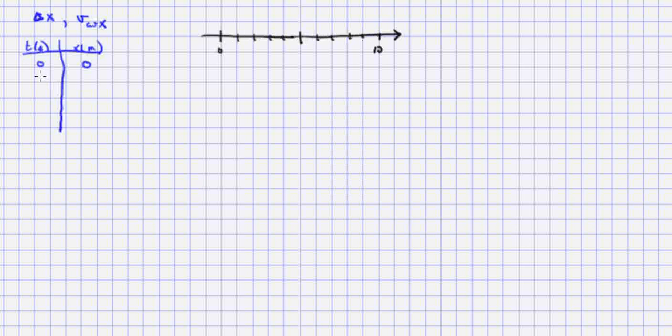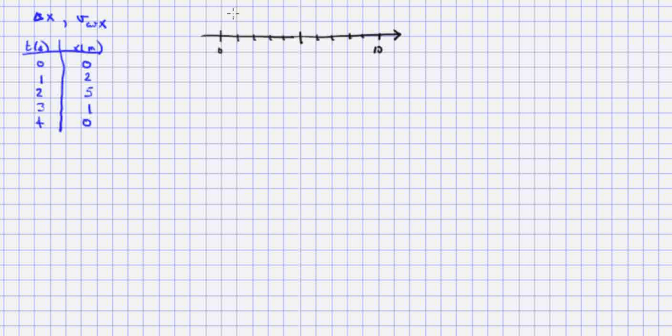And then at time 1, the particle is at position 2. And at time 2, it is at position 5. And at time 3, it's at position 1. And at time 4, it's at position 0. And so we can represent this with little displacement vectors, as I will do right now. I'll use little red vectors.